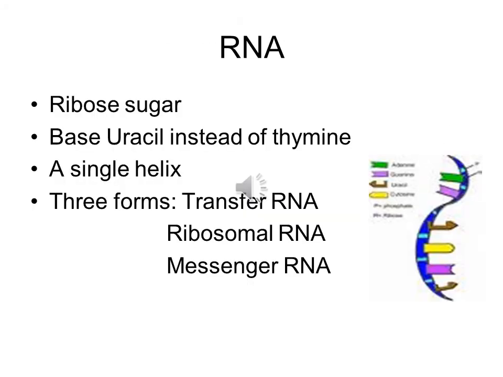In addition to DNA, there is another very important genetic chemical, and that is called RNA, or ribonucleic acid. RNA is a type of nucleic acid that is very similar to DNA.